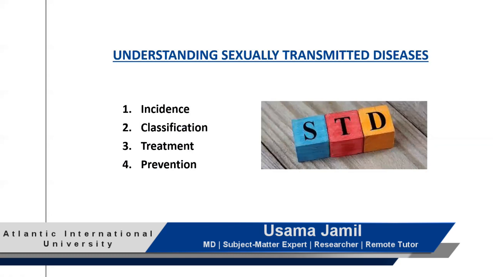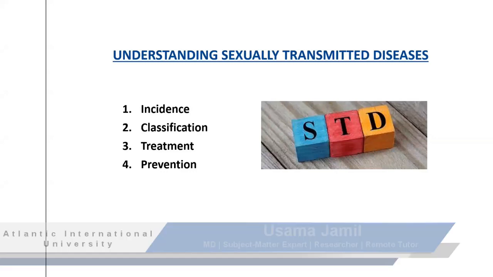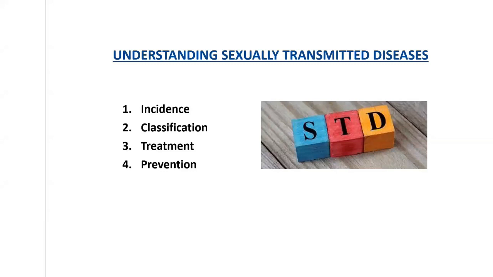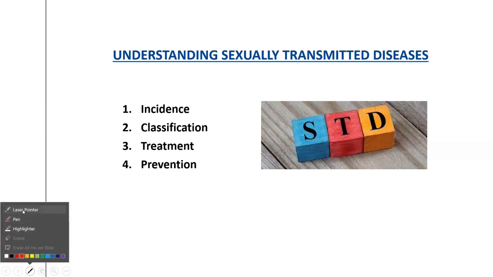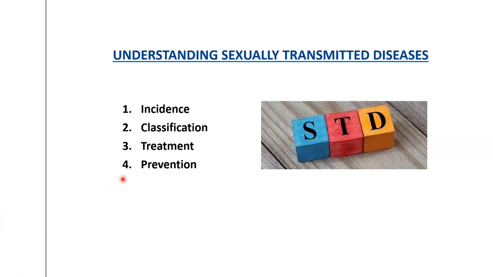So, to understand a sexually transmitted disease, we have classified this topic into different domains. The first one is the incidence of the disease. Number two is the classification of these diseases. Number three is the possible treatment. And number four is the prevention, how we can prevent STDs from happening or break this chain.